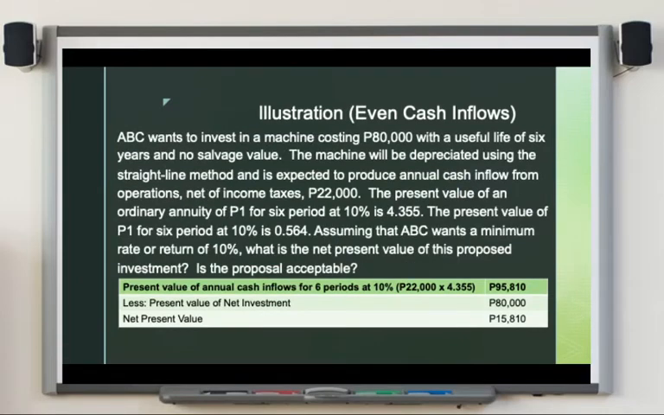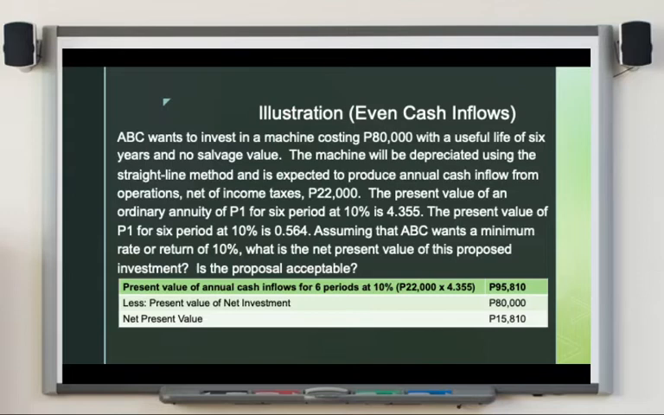Okay, I fixed the givens or the data in the slides and added the missing statement, and that is the present value of 1 for 6 periods at 10%. So instead of using the 0.564, which is the present value of 1, we need to use the 4.355 present value factor, because this one is the present value factor for ordinary annuity.